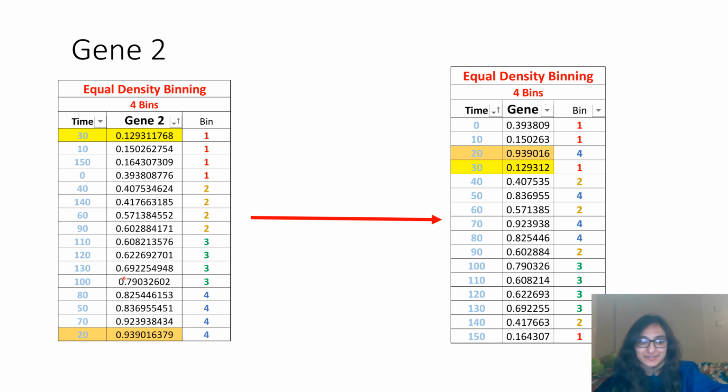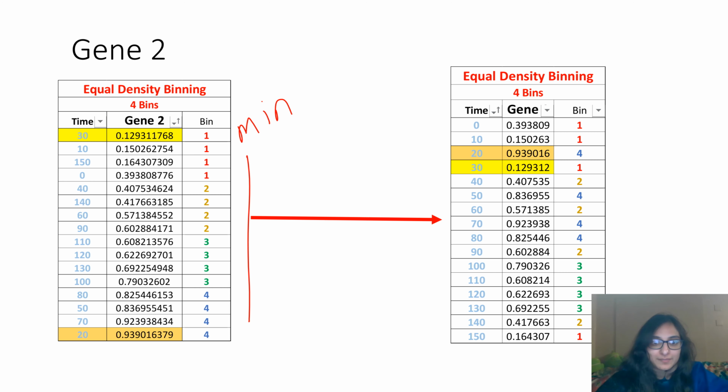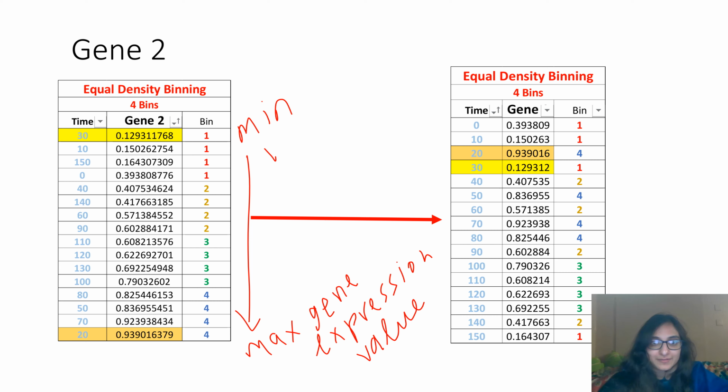So again, hopefully this highlights how you can go from a gene, like gene 2, and sort it based on its expression values from least to greatest. So from the minimum all the way to the maximum gene expression value. I typically write in cursive, so this is the minimum value. It's not as clean if I write it online, but it's all good. So we typically sort the values from minimum to maximum.